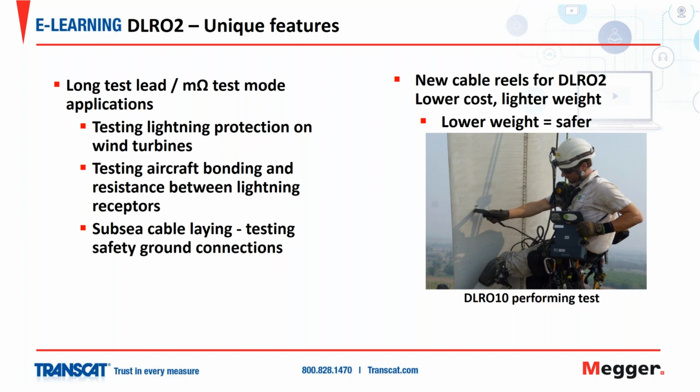The average height of a wind turbine is about 300 feet. So they're quite tall and obviously require a long test lead to be able to conduct that kind of testing. You can test aircraft bonding and resistance between lightning receptors. Again, they may be 100 feet apart from each other, so important to have the long test leads for that. And then there's subsea cable laying. They test safety ground connections there.